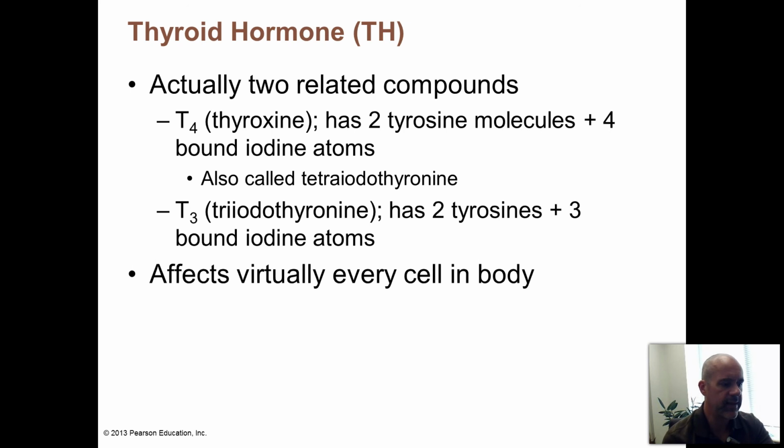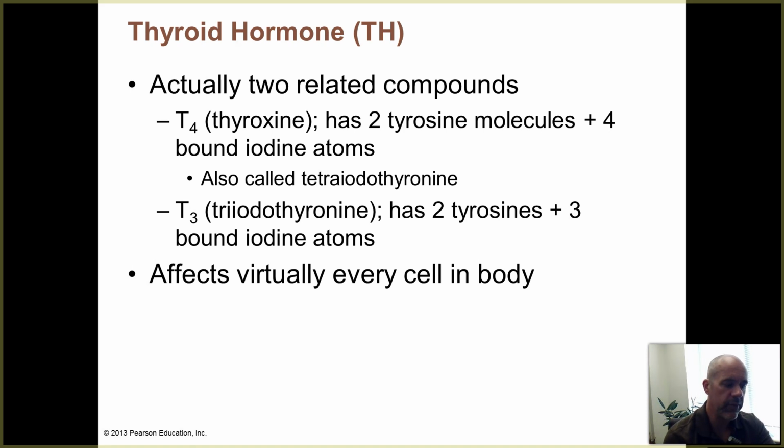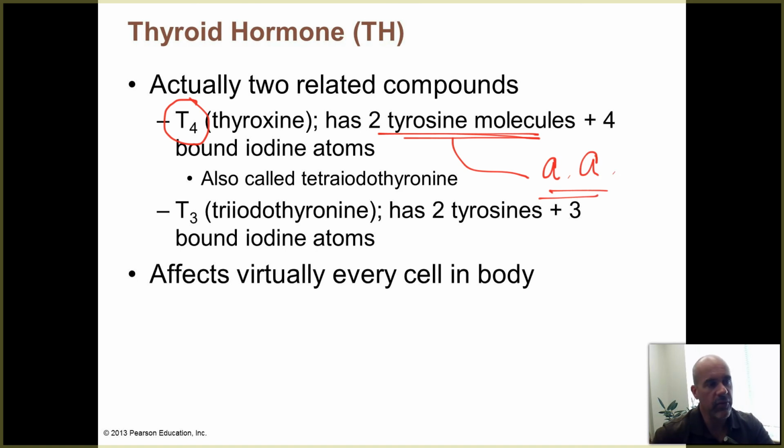All right, so what are these thyroid hormones? Sometimes abbreviated as TH. There actually are two versions of this. There's a version called T4, which is also known as thyroxine, and it has two tyrosine molecules. Tyrosine is a type of amino acid. Your cells generally use 20 different kinds of amino acids to build proteins. They get linked together in different orders, different sequences, to build different proteins.